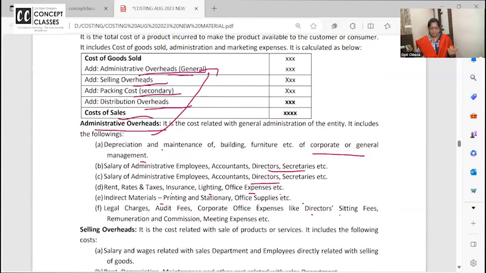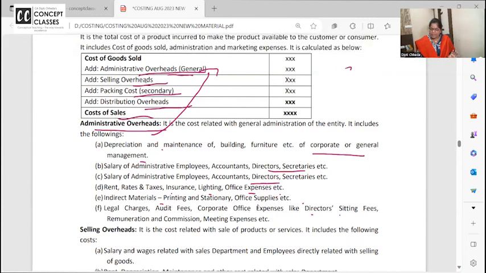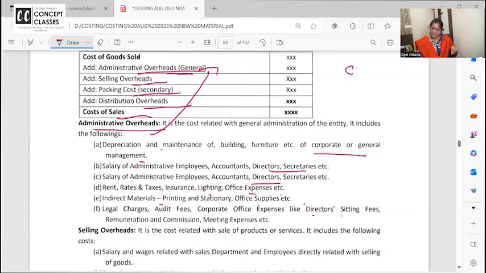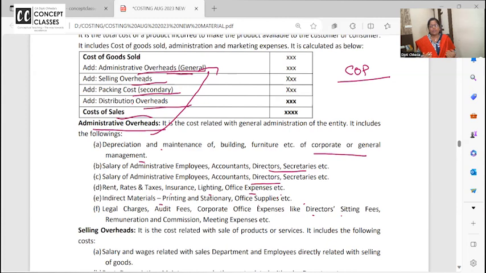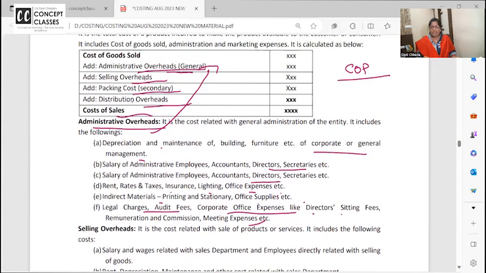So in short, it will come after the cost of goods sold, administrative overhead general. We have solved many problems taking care of where the director's salary will come: after cost of goods sold. And in one exam, they gave director salary and asked you to make it for 6 marks only till cost of production. Don't write. Whatever they have given, you have to park it somewhere. Legal expenses, audit fees, all this will come in general administrative overhead.